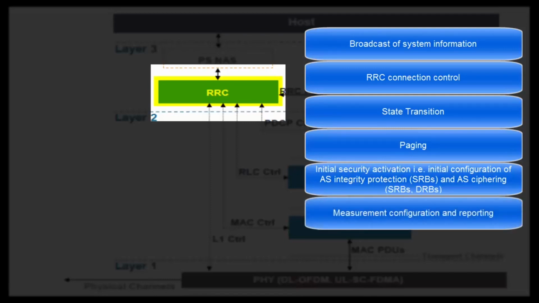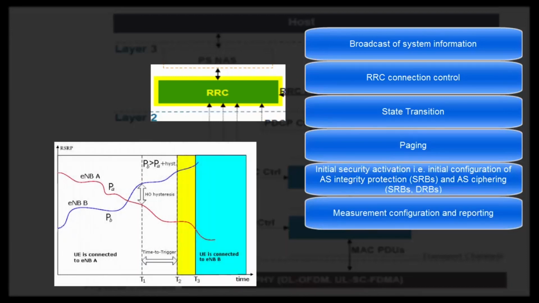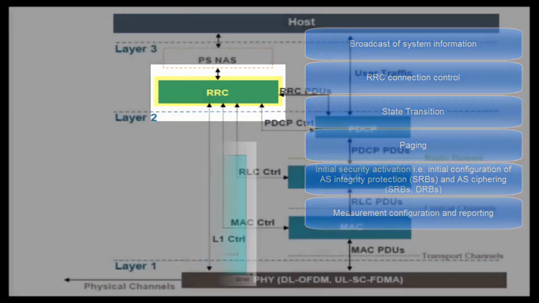Measurement configuration and reporting. In connected mode, a UE has to do many types of measurements such as interfrequency and inter-RAT measurements. All these measurements are configured in the UE by the RRC layer of the eNodeB. The RRC layer of the UE reports all the measurements to the RRC layer of the eNodeB. Based on these measurements, the RRC layer of the eNodeB takes all the handover related decisions.